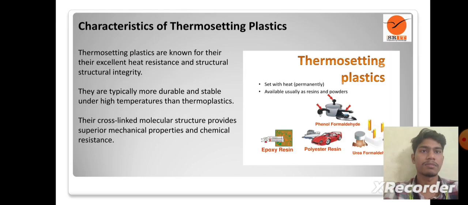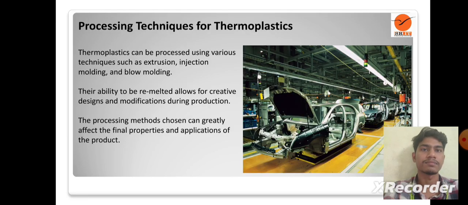Characteristics of thermosetting plastics. Thermosetting plastics are known for their excellent heat resistance and structural integrity. They are typically more durable and stable under high temperatures than thermoplastics. Their cross-linked molecular structure provides superior mechanical properties and chemical resistance. Moving to next slide.